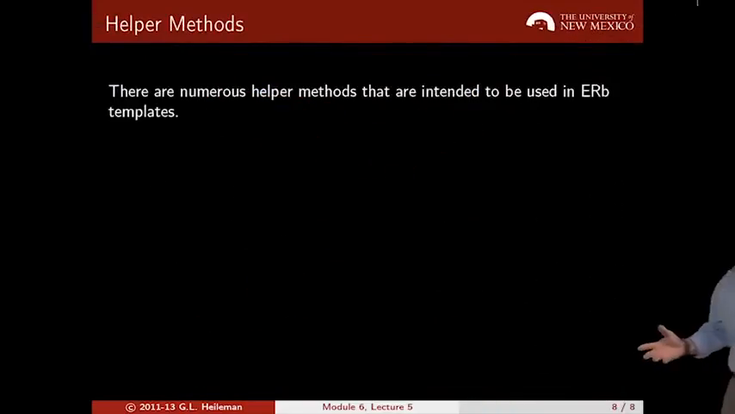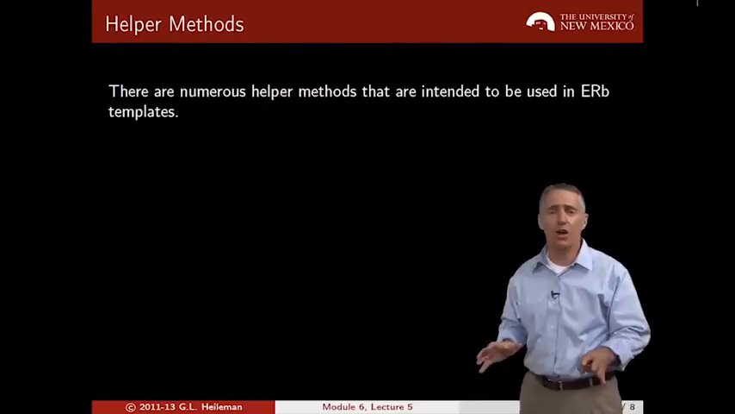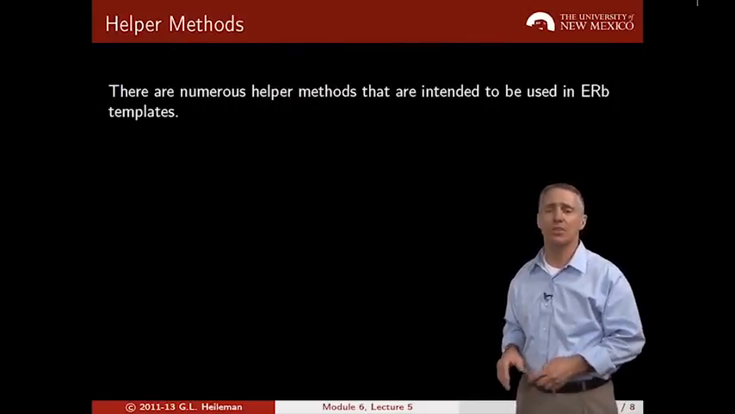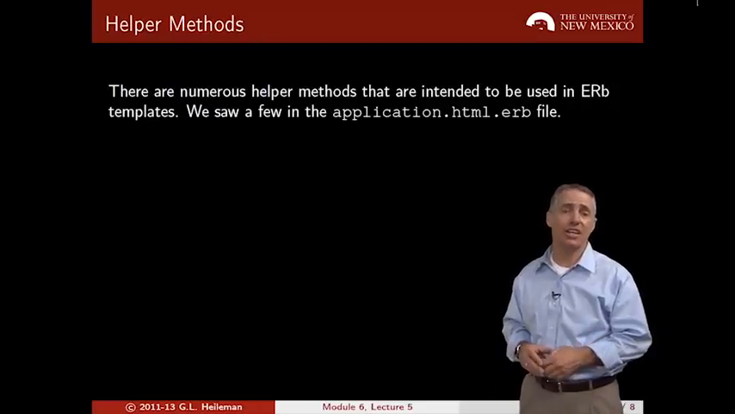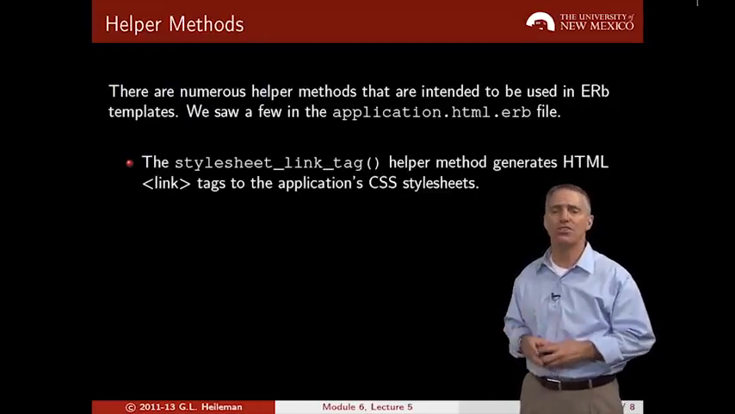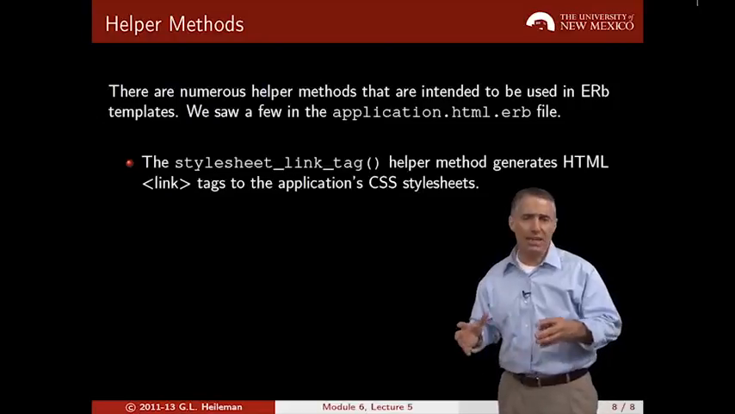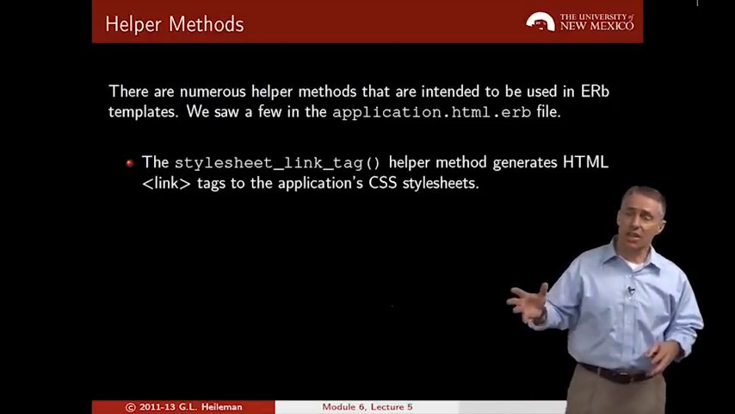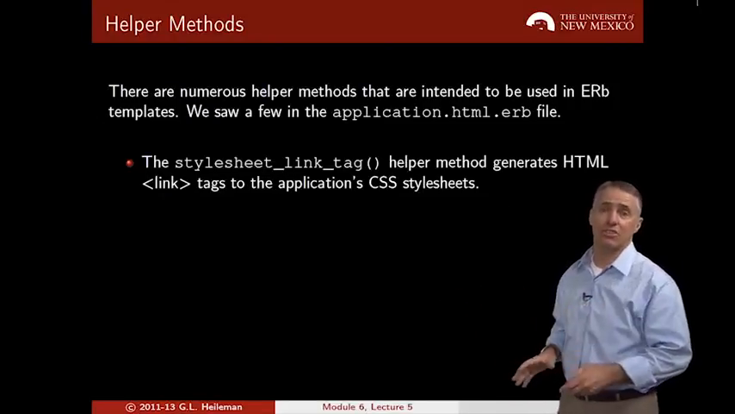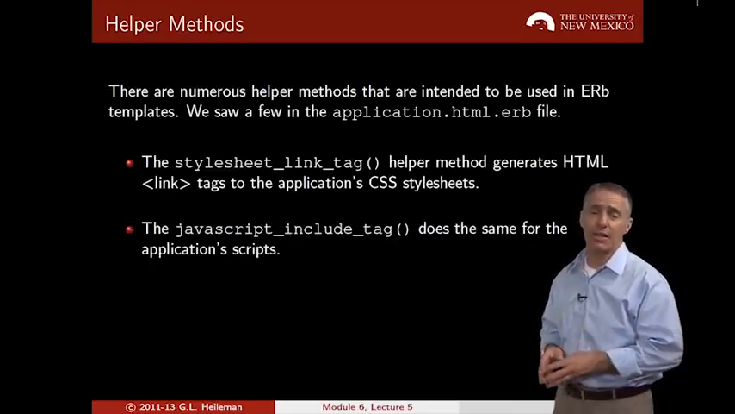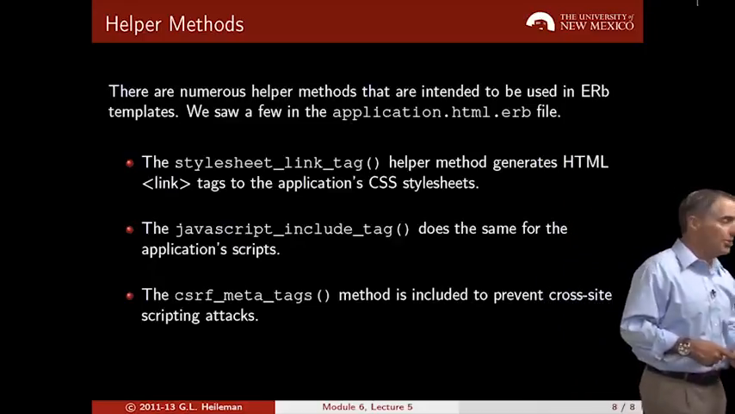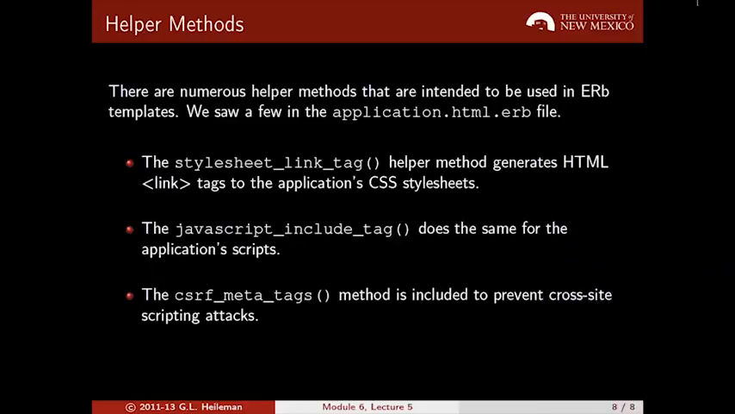Now, there are numerous helper methods that are intended to help you better use ERB templates. We saw a few of them in the application.html.erb file. For example, this style sheet link tag is a helper method that HTML uses to generate links in the header. The JavaScript include tag is used to create a link to a JavaScript file. And then the CSRF meta tag is included to prevent cross-site request forgery attacks.